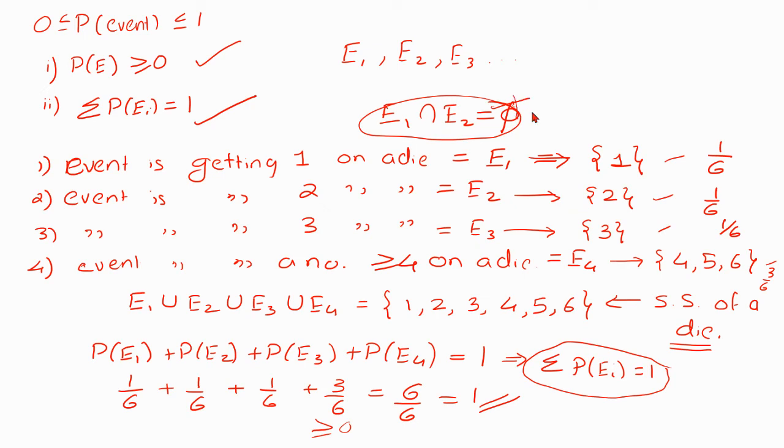But see, now the E1 intersection E2 will be nothing. There is no such event which will give 1 as well as 2. Also, there is no such event which will give 1 as well as 3. Therefore E1 intersection E2 intersection E3 is an empty set, nothing lies between them. When such conditions occur, the summation of the probabilities will give you 1. Now this is giving 1.